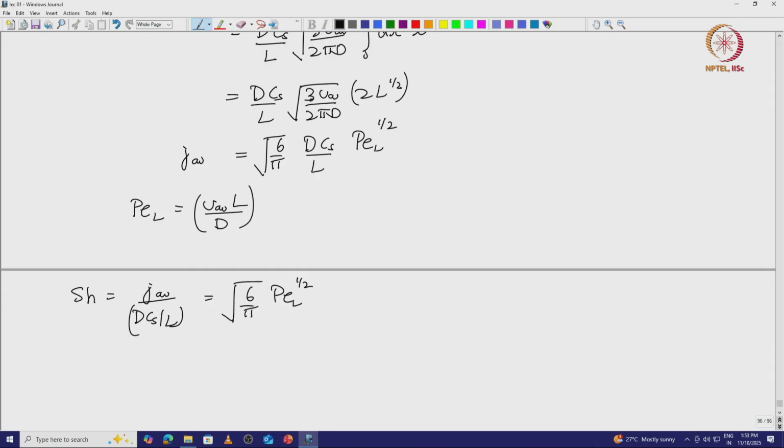We calculated the local flux at a particular location x, integrated that to find the average flux, and then used this expression for the Sherwood number to get a relationship between the Sherwood number and the Peclet number for this particular case of contacting of a liquid film. I will complete a little bit more about this before we go on to the second problem of diffusion into an infinite film. I will continue this in the next lecture. I will see you then.